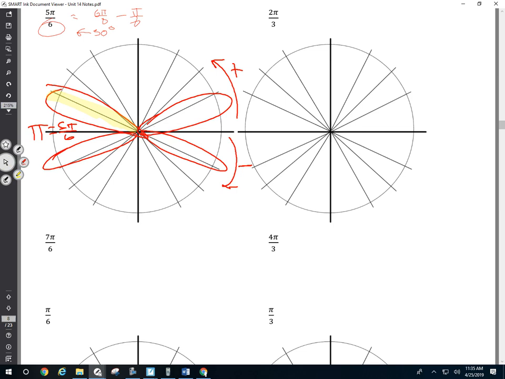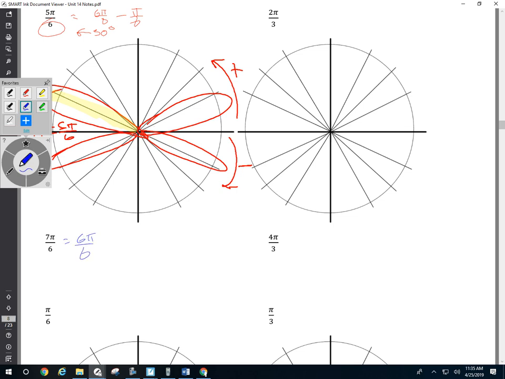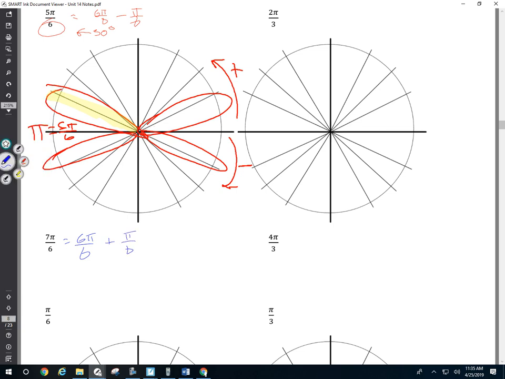7 pi over 6, I would say, okay, the pi over 6. Don't pack up yet, we're not done. I would start with 6 pi over 6, and I'd add a pi over 6. Where does that place me? 6 pi over 6, add a pi over 6, I'm right here. That's 7 pi over 6, that location.